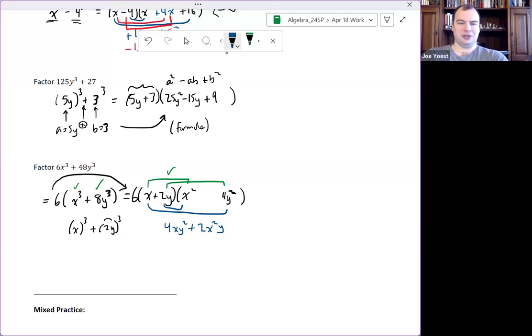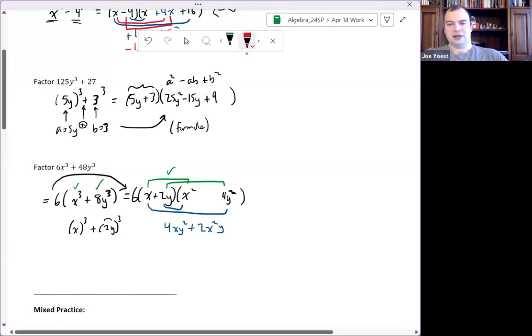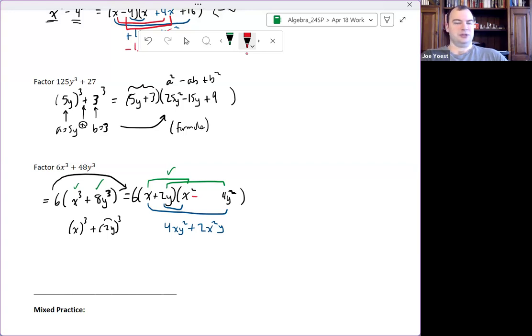So I need this middle term, this kind of cross term in a sense, to get rid of these. So for instance, how do I get rid of a 4xy squared? I need a minus 4xy squared. And the 4xy squared came from the x times the 4y squared. So I'm going to use this 2y. 2y times what gives me 4xy squared? 2xy. And that's a plus.